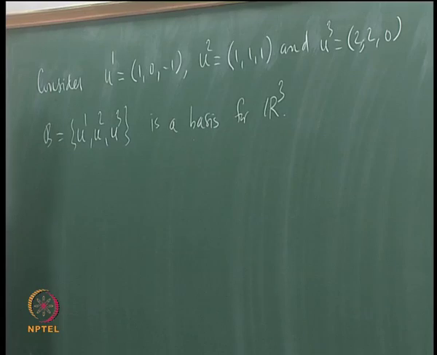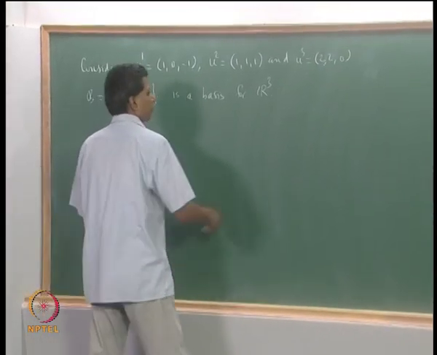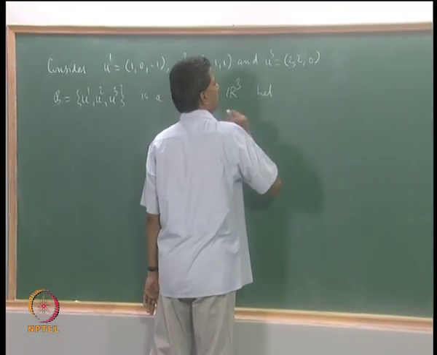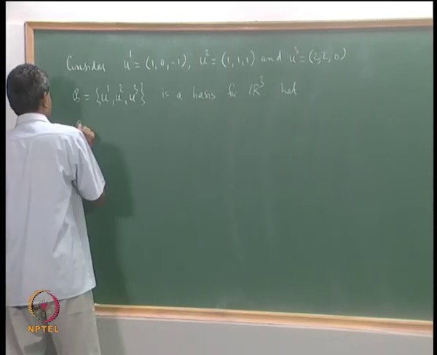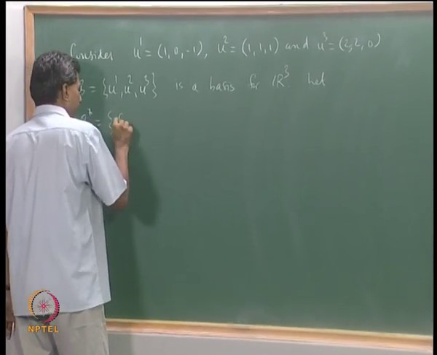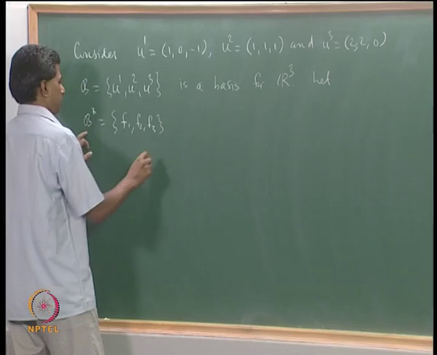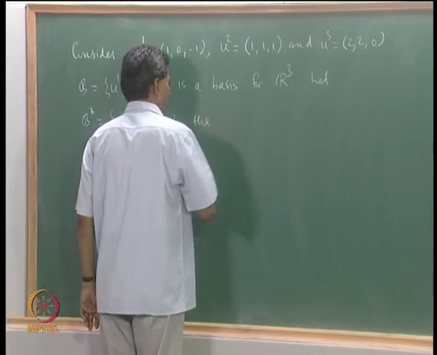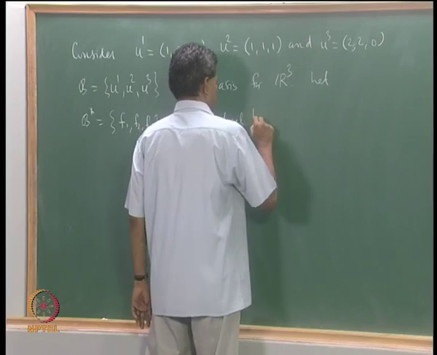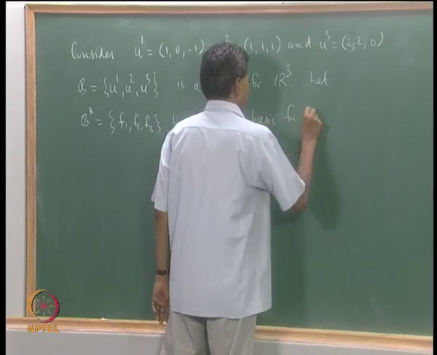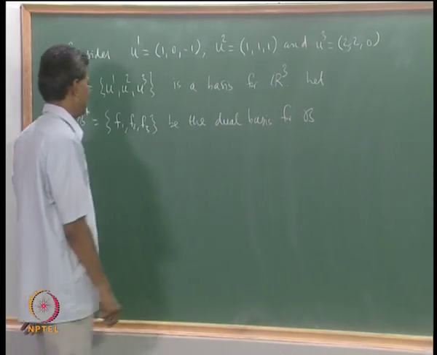What is the basis dual to this basis? Let us try to construct that simply using the definition of what the dual basis is. We are using B star to denote the dual basis. So let me say B star has the functionals F1, F2, F3, the dual basis corresponding to the basis that we started with.